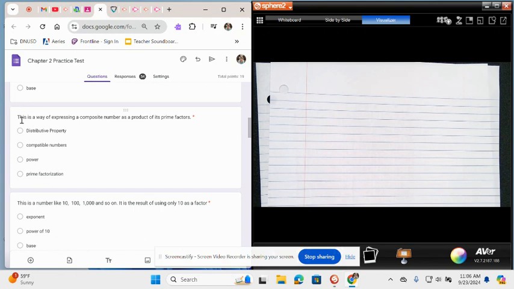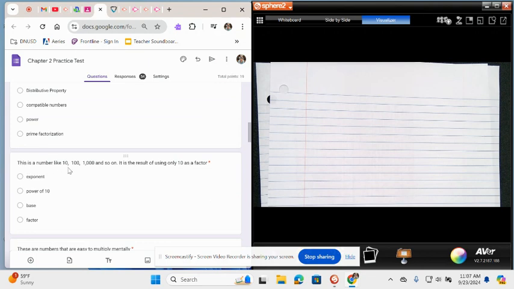Next, this is a way of expressing a composite number as a product of its prime factors, and it's either distributive property, compatible numbers, power, or prime factorization. Remember, prime factorization is the way of expressing a composite number as the product of its prime factors. So, for instance, the prime factorization of 9 would be 3 times 3, because 3 is a prime number, and it's also a factor of 9, and 3 times 3 equals 9.